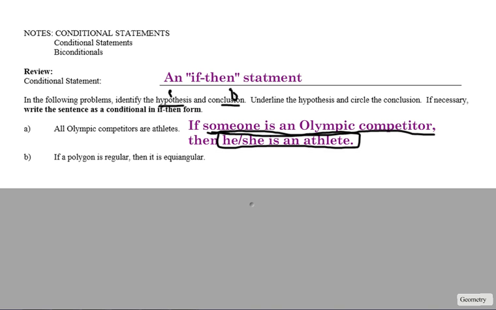Okay, just for a little bit of extra practice, I'm not going to go in depth with this example. Go ahead and figure out example B. We want to underline the hypothesis and circle the conclusion. And we should have this as your answer.